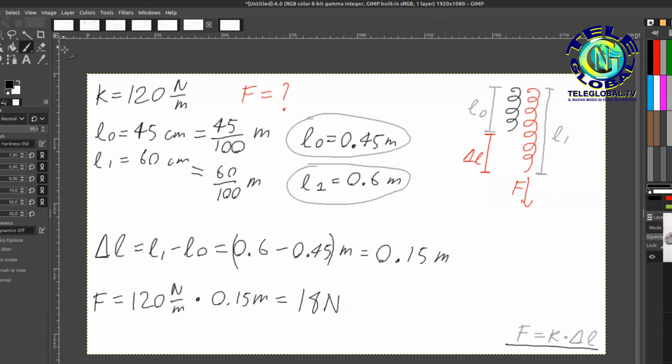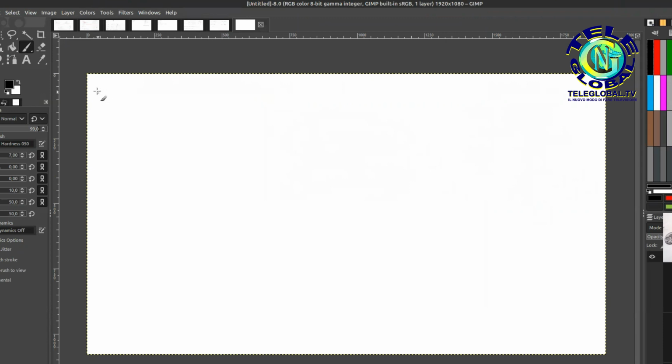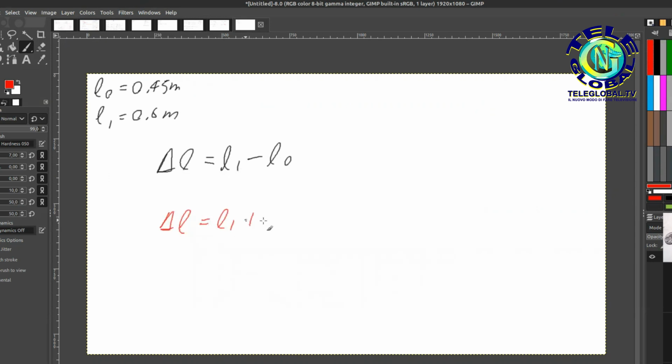Okay, so you're asking, let me make sure that I got this question right. We have 2 lengths. So you're saying, why is delta L this, L1 minus L0, and not this, L1 plus L0? Is this what you're asking? Why is it not this? Yeah. Okay.